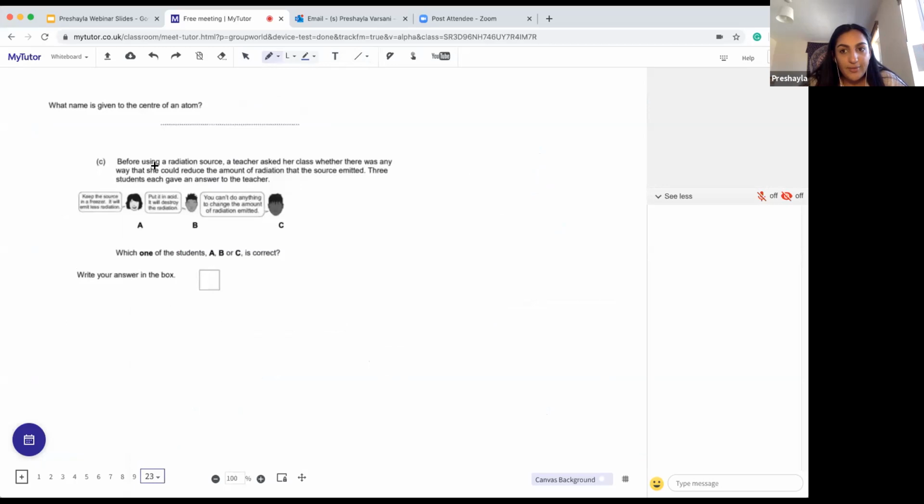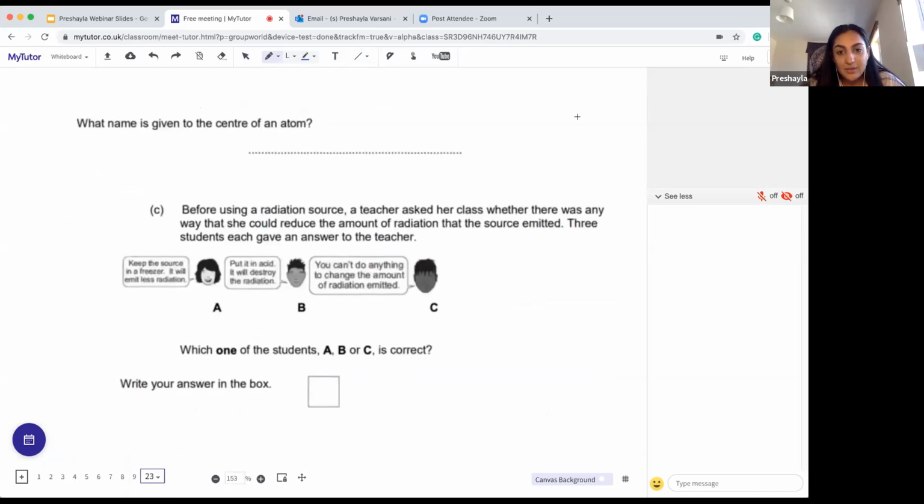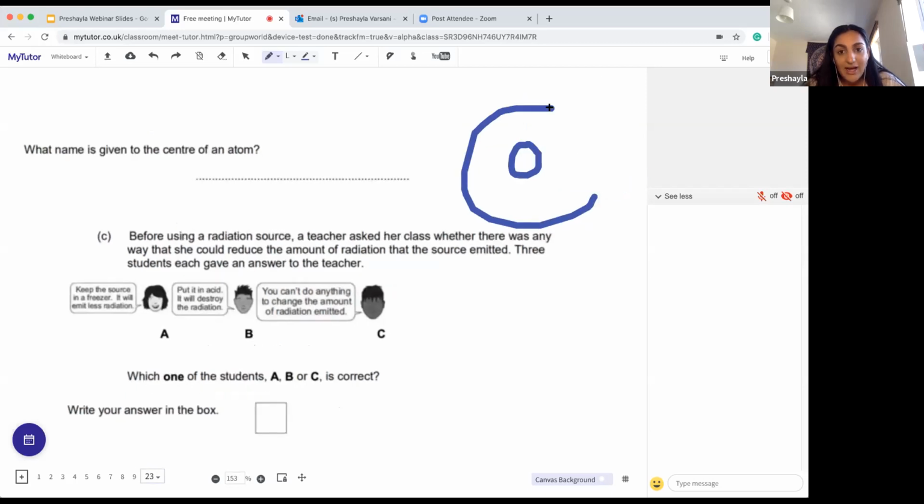Okay, let's go through this question. So what name is given to the center of an atom? So if we remember, our final model of the atom is this central something and electrons orbiting around it. So what is the name given to the center of the atom? What is the name given to that dot in the middle where most of the mass is stored? Put your answers in the chat. What do you think the name of the center of the atom is called?